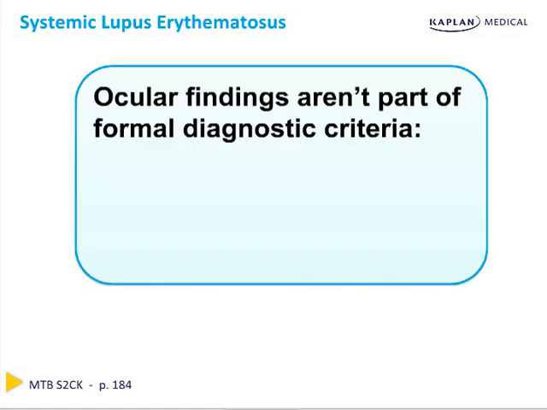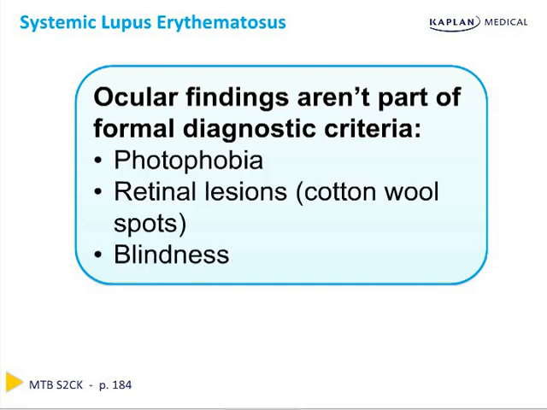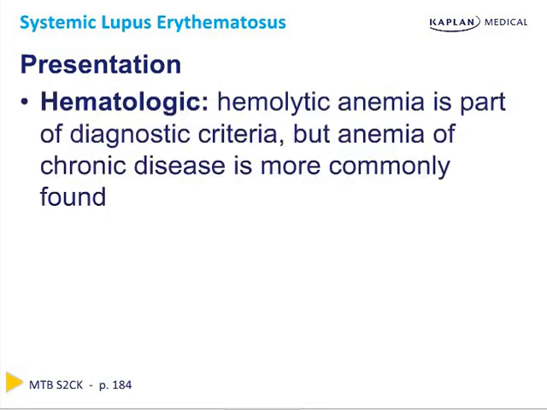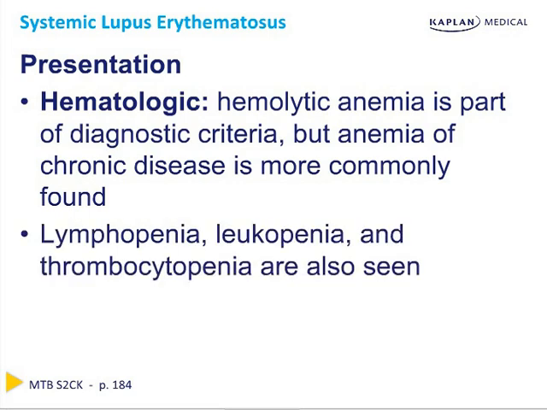Ocular findings also aren't part of the formal diagnostic criteria. So if you see photophobia, or retinal lesions, or blindness, these are just associated with lupus, but they're not official diagnostic criteria. Hematologic criteria include a hemolytic anemia, but the anemia of chronic disease is more commonly found. Lymphopenia, leukopenia, and thrombocytopenia are also seen.